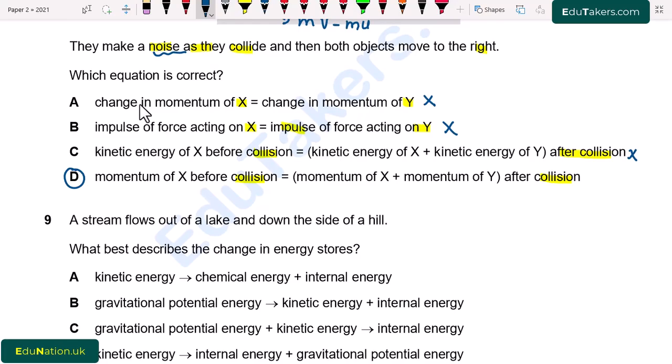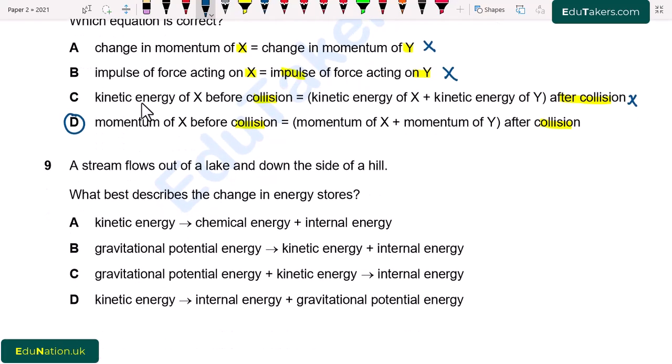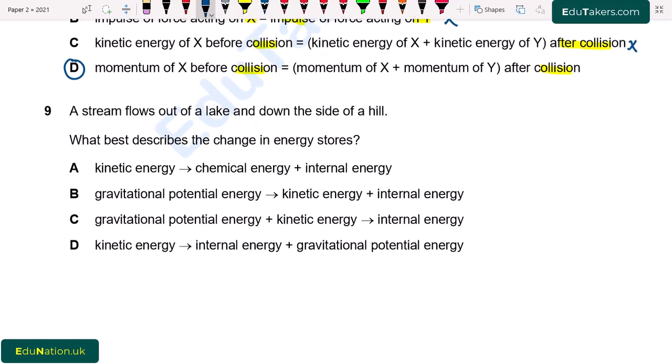I circle option D. Question number 9. A stream flows out of a lake and down the side of a hill. What best describes the change in energy stores? So first of all, we have a hill and the stream flows out of the lake and down the side of the hill. So what changes are there in the energy stores?